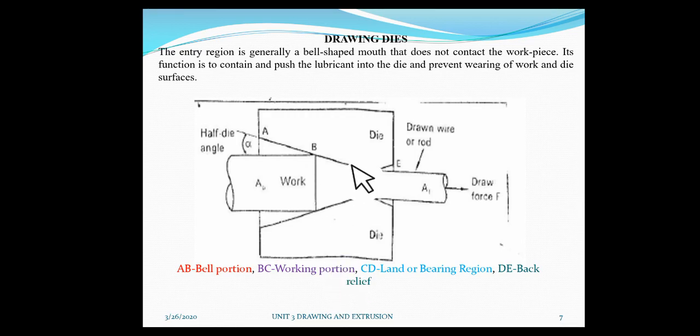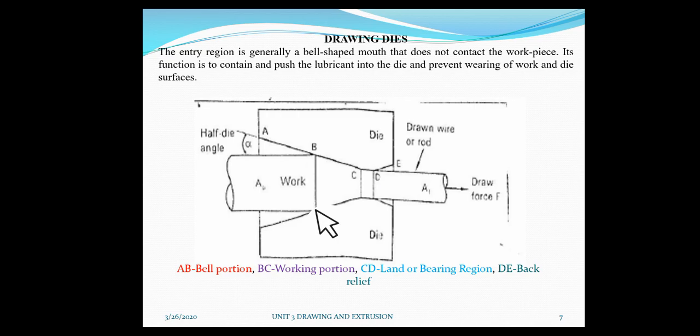Clear? If you observe here, this is the line where you can see the half die angle. That is the angle we call alpha. There is a gap between the work surface and the die surface, and alpha is also called the approach angle. Clear? The alpha we call the approach angle. So AB is the bell shape where the lubricant and the workpiece will enter into the die material. Now the second one is the BC, which we call the working portion.